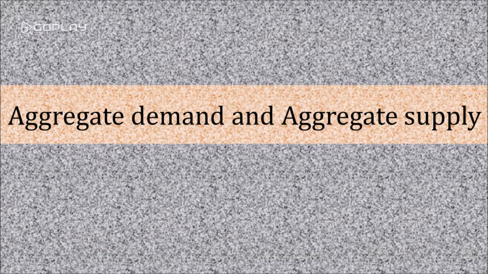This is a model used to illustrate how demand and supply can cause recessions and recoveries. It also explains the consequences of recessions and recoveries. Let's start off with the demand side.